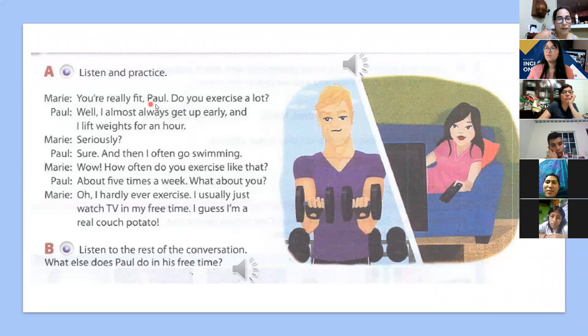Are you really fit? Oh, do you exercise a lot? Well, I almost always get up early and I lift weights for an hour. Seriously? Sure. And then I often go swimming. Wow. How often do you exercise like that? About 5 times a week. What about you? Oh, I hardly ever exercise. I usually just watch TV in my free time. I guess I am a real couch potato.